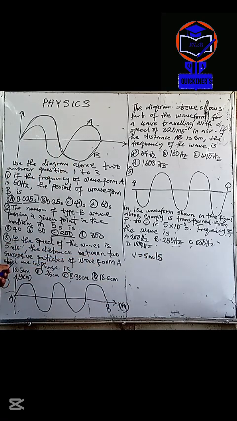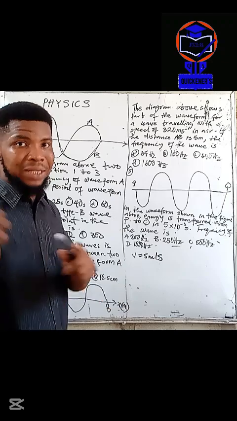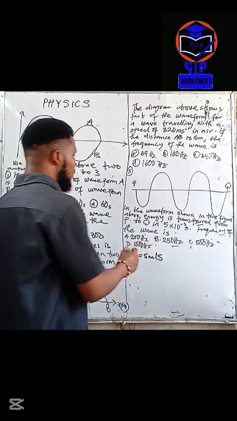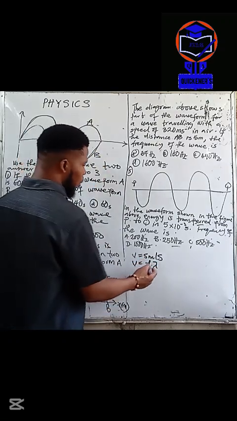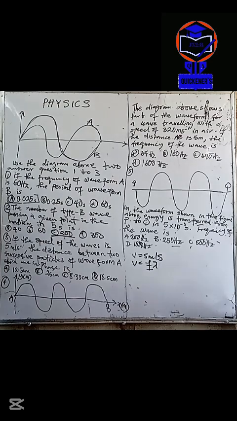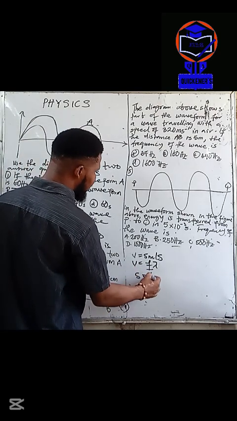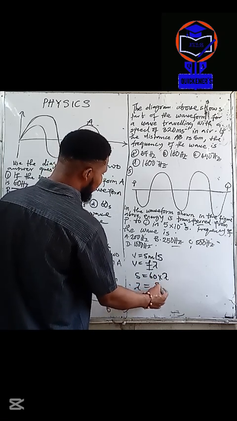The distance between two successive particles of waveform A, which are in phase. So two successive particles, let's say two successive crests, that is lambda. That's the wavelength, so they are asking for the wavelength of A. Remember, v is equal to f lambda. What is the frequency for A? The frequency of A has been given to you as 60 hertz. So we have 5 equal to 60 hertz times lambda. So our lambda will be 5/60.